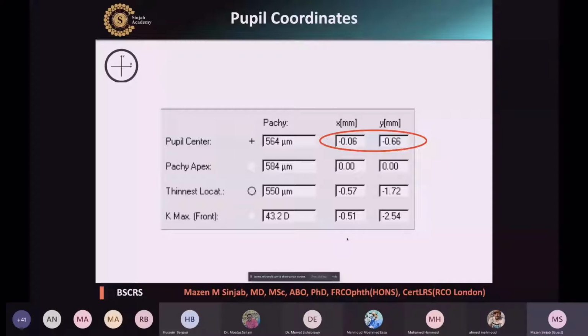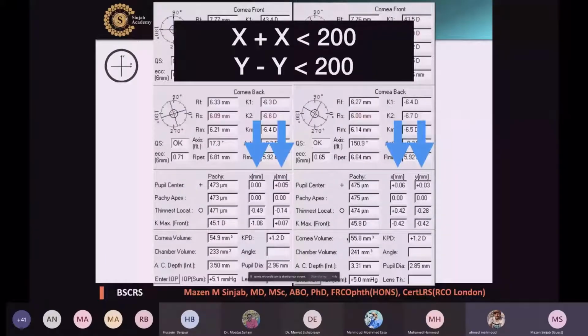Then we have to compare the pupil center coordinates between both eyes. I have put this rule in order to exclude misalignment and differentiate misalignment from a large angle kappa. You have to use X plus X. It should be less than 200 microns.